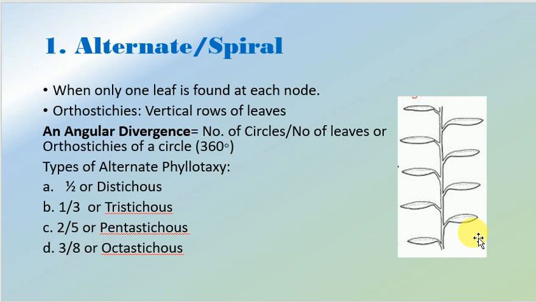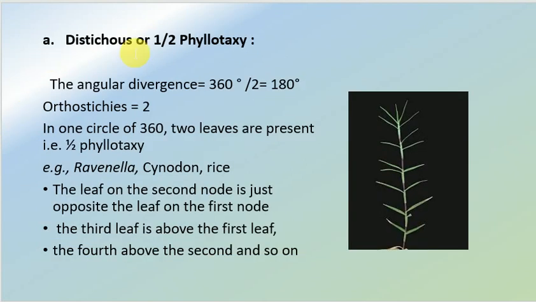Now we will study all the types of the spiral phyllotaxy, that is 1 by 2 phyllotaxy, 1 by 3 phyllotaxy, 2 by 5 phyllotaxy and 3 by 8 phyllotaxy. All these names are given on the basis of its angular divergence. How it is so, that we will study. The first is the 1 by 2 phyllotaxy. As we have studied what is the angular divergence, the genetic spiral divided by number of orthostichies.